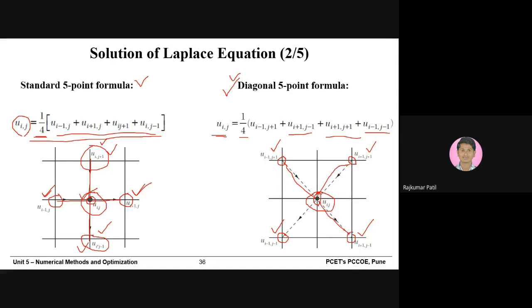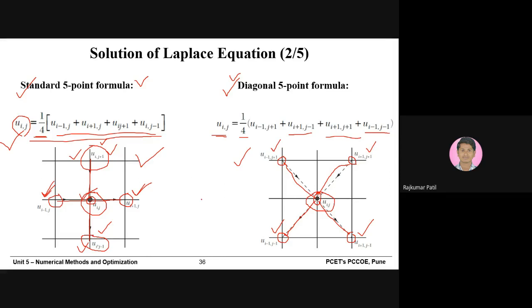So as for the distance of the node in which we are interested from the nodes that are given to you, it can be seen that the distance is less in the case of the standard 5-point formula. So the accuracy of the standard 5-point formula is more as compared to the diagonal 5-point formula. So that's why I said always prefer the standard 5-point formula over the diagonal 5-point formula.